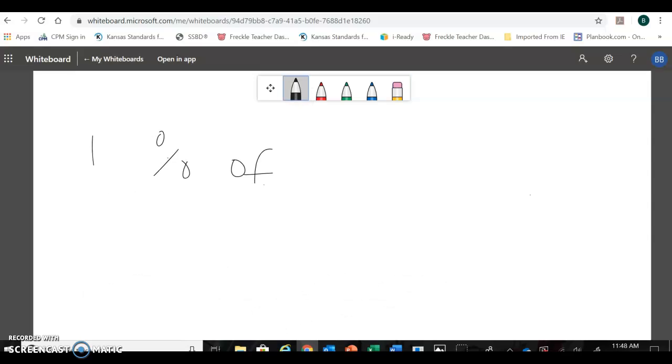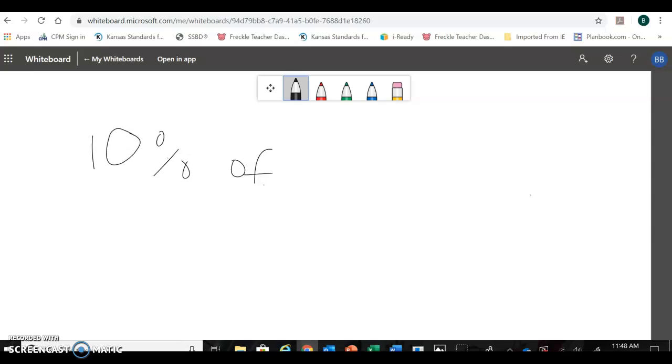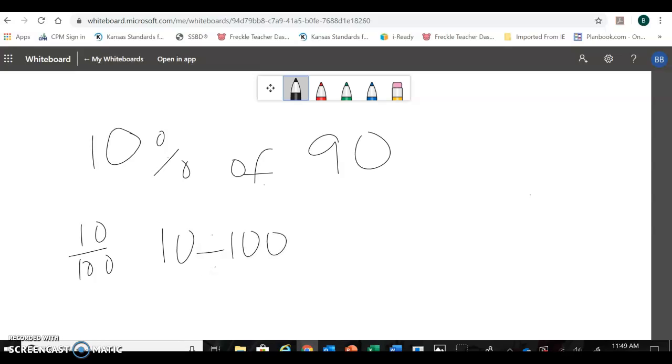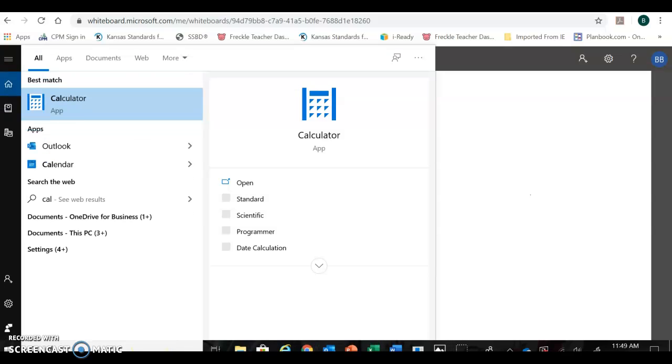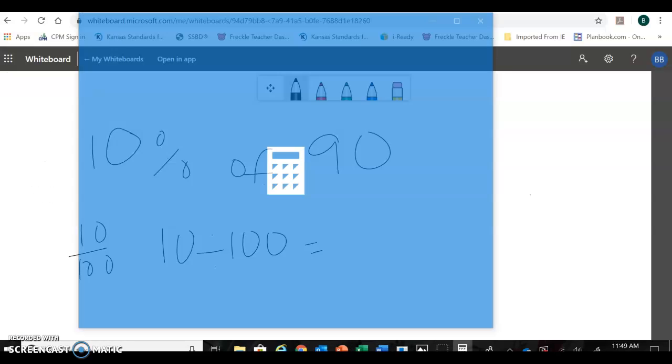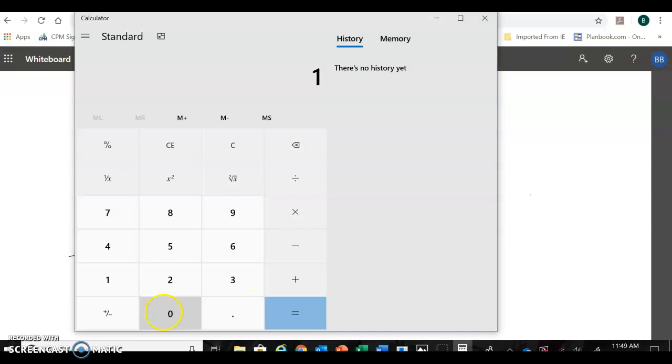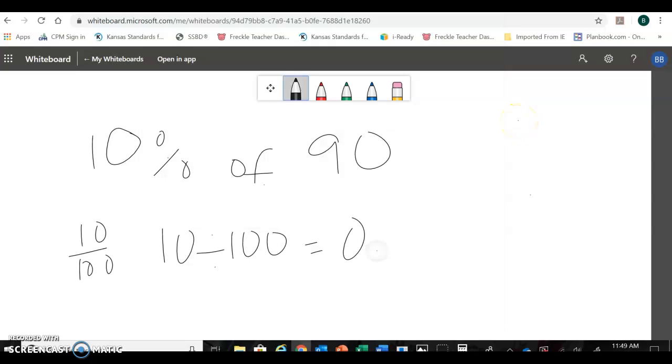This time, let's use another random percent, like 10% of, say, 90. So it's 10%, so 10 out of 100. You go ahead and do this division in your calculator. 10 divided by 100. And you can open this up. Some of you might know it, but you can open it up and check it. So 10 divided by 100, 0.1. So it ends up being 0.1.